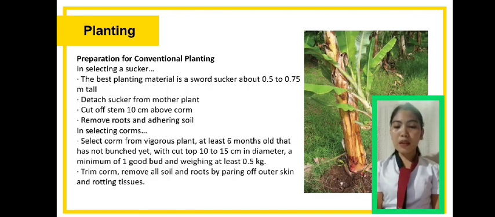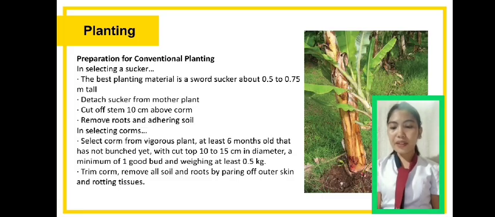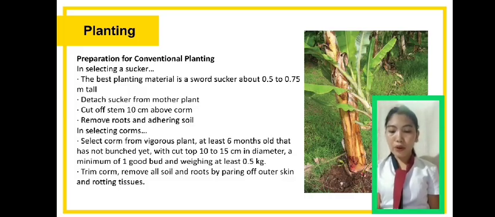Preparing for conventional planting. In selecting a sucker, the best planting material is sword sucker, about 0.8 meter tall. Detach the sucker from the mother plant by cutting the stem 10 cm above the corm. Remove roots and adhering soil. Select corm from a vigorous plant, at least 6 months old, that has not bunched yet, with cut top 10 to 15 cm in diameter, minimum of 1 good bud and weighing at least 0.5 kg. Trim the corm, removing all the soil and roots by paring off the rotted and rooting tissues.